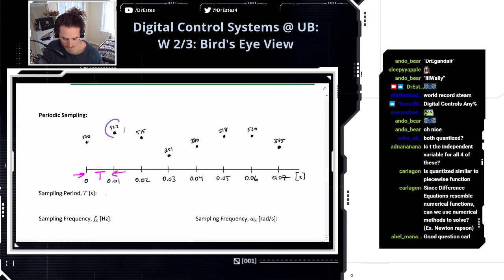So the sampling period is the time elapsed between samples. And it's a special case actually when the time between samples is always the same. So in this case, the time between samples is 0.01 seconds. When that is constant, we call it periodic sampling.